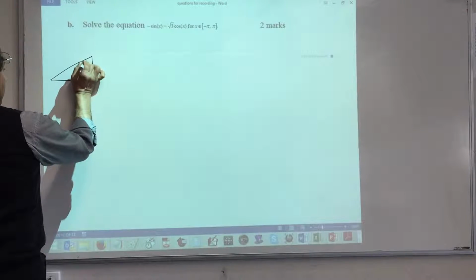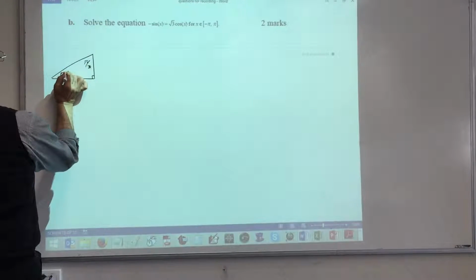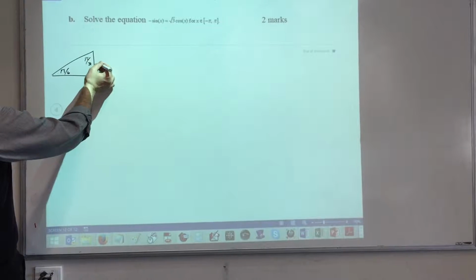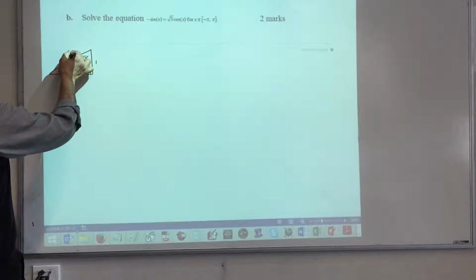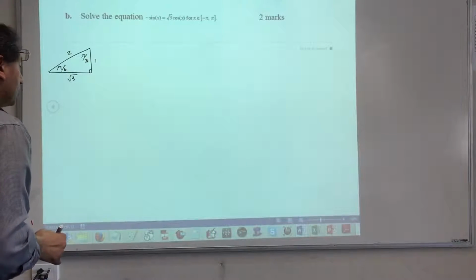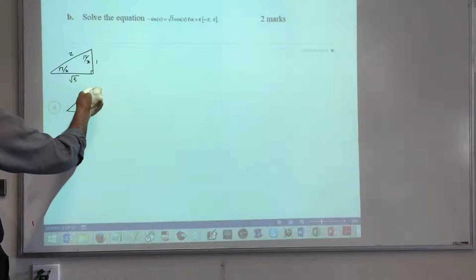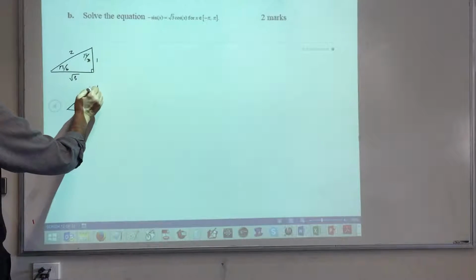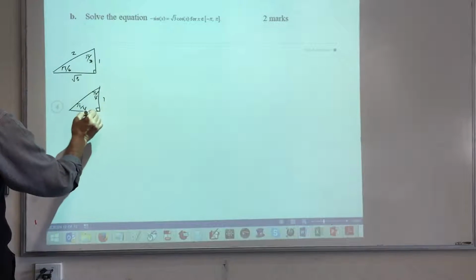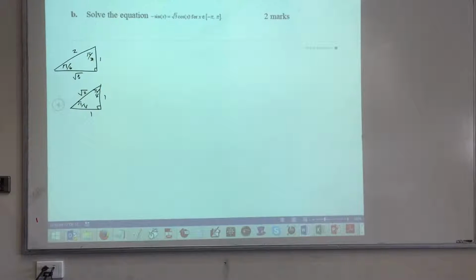So remember that in a right angle triangle, any side that is opposite to a 30-degree angle is half the hypotenuse. The second triangle is an isosceles triangle, 45 degrees, or pi on 4. Ratios are 1, 1, and the hypotenuse is √2.